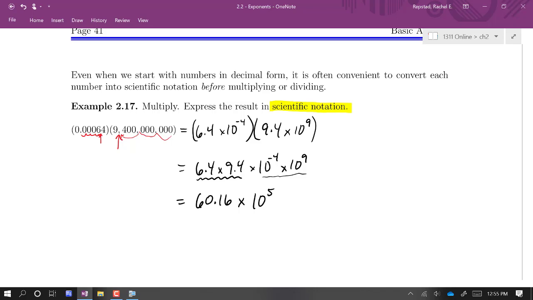This number is not in scientific notation because the number in the beginning isn't between 1 and 10. It's too big. So in order to make this number between 1 and 10, I want to put the decimal point here. I'd have to move it back one spot. Moving the decimal point to the left one spot is like dividing by 10, so I'm going to compensate for that by adding 1 to this exponent. So we get 6.016 times 10 to the 6th power. There it is in scientific notation.